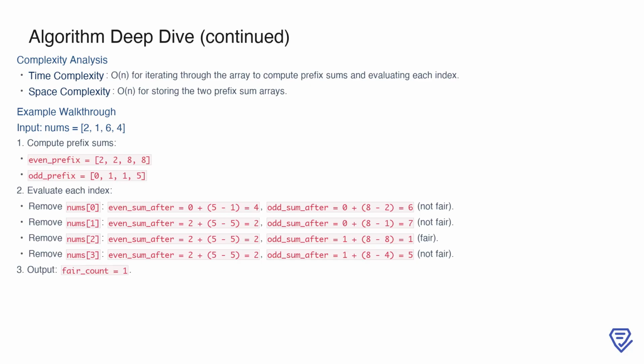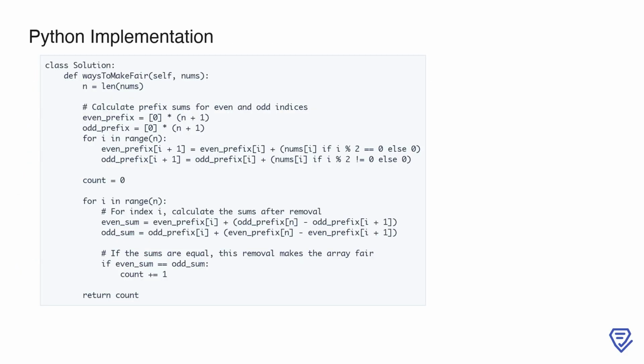Removing nums[3] again results in unequal sums. In total, there is only one valid removal, so the output is fair_count equals 1. This example highlights the efficiency of the prefix sum approach and how it simplifies the fairness evaluation for each index. This solution effectively solves the problem using a prefix sum approach to achieve O(n) time complexity.